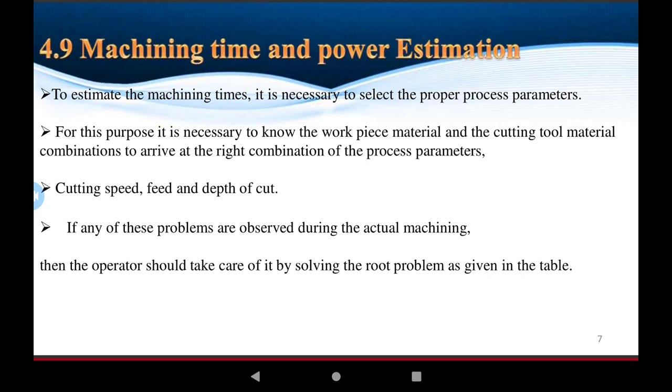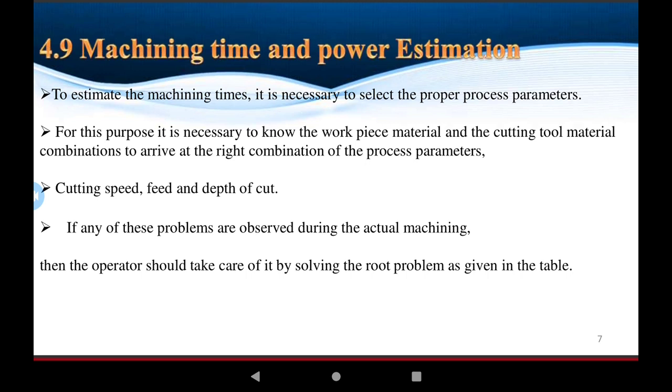Okay, and the turbine blades in this operation are made by the radius turning operation. Okay, the radius turning operation is made on the job.